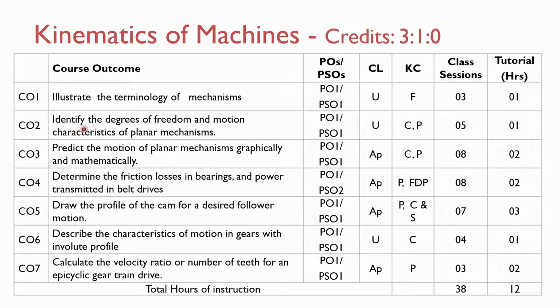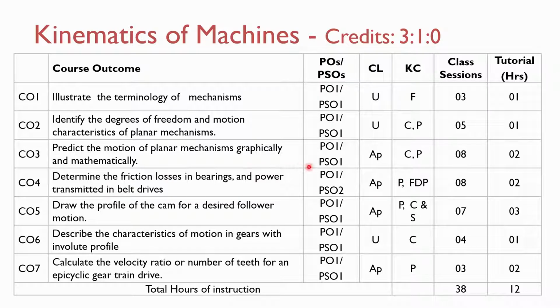And coming here, identify the degrees of freedom and motion characteristics of planar mechanisms. The cognitive level is still U, that means the verb identify here is associated with understand, and you have conceptual and procedural knowledge categories, and there are 5 sessions and 1 tutorial session. Anyway, coming to another one, determine the friction losses in bearings and power transmitted in belt drives.